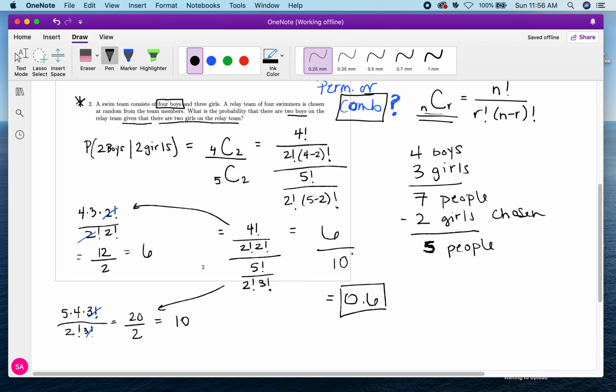Now, you wouldn't want to just type 6/10 in for your answer into Hawkes because this is not a reduced fraction. We could reduce this by dividing by 2. We would get 3/5. So you could do 3/5 or 0.6.